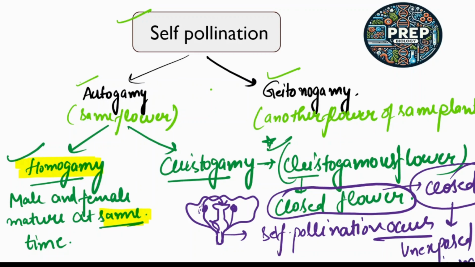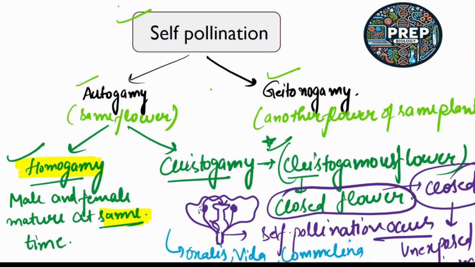Okay, so Cleistogamy occurs in Oxalis, Viola, Commelina. These are the examples of Cleistogamy. I hope this is all about self-pollination.